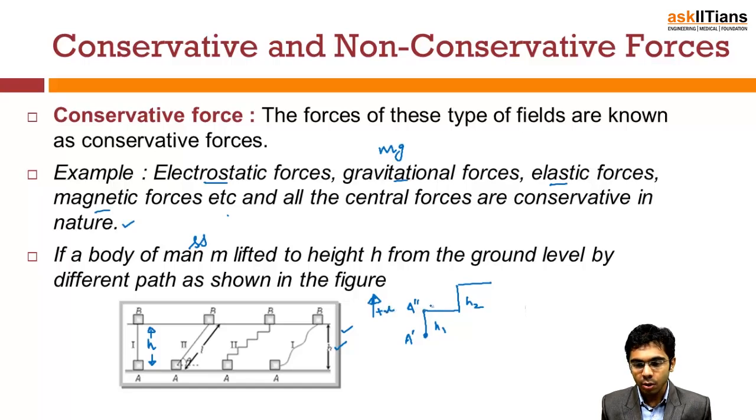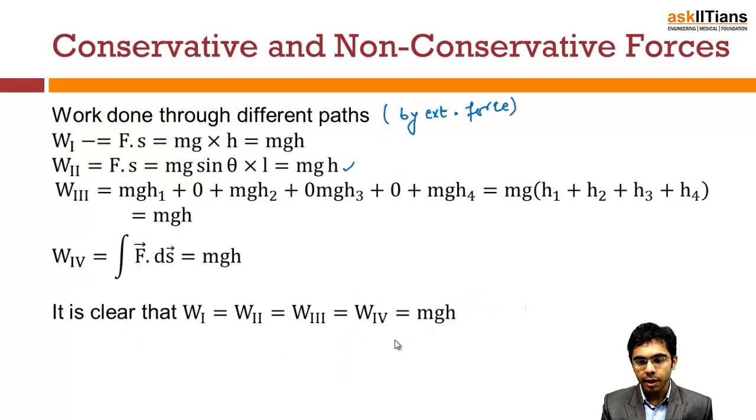But for going from a double dash to a triple dash, coming from this point, mg will be in this direction and the displacement will be along this direction, so hence cos 90. Therefore there is no need to include this path from a double dash to a triple dash. So h1, h2, h3 will simply get added. So h1 plus h2 plus h3 simply add, and we are going to get mgh.